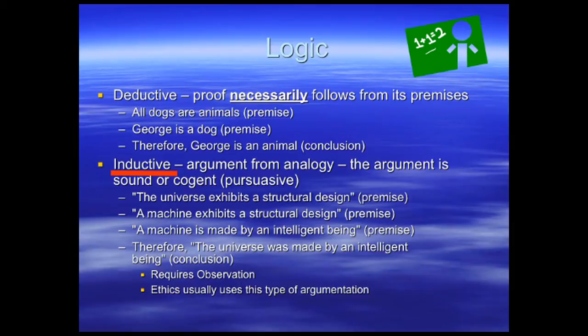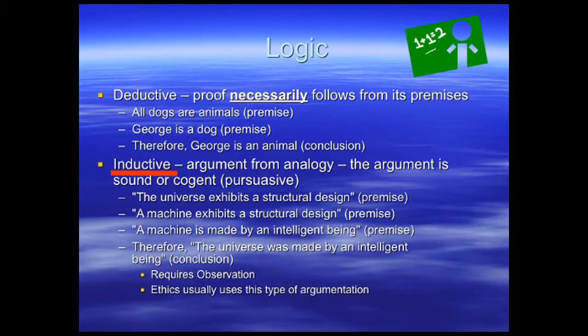Notice the second premise there. A machine exhibits a structural design. Now, if that's true, that machines, similar to buildings, computers, cars that we drive, exhibit this kind of order of interdependent parts, that they actually exhibit this feature called structural design. If you agree with that premise, then we're on our way to building a persuasive argument.